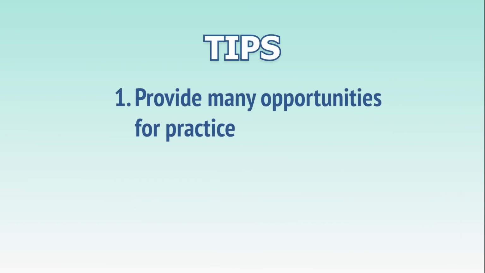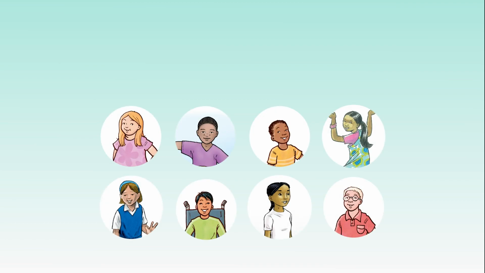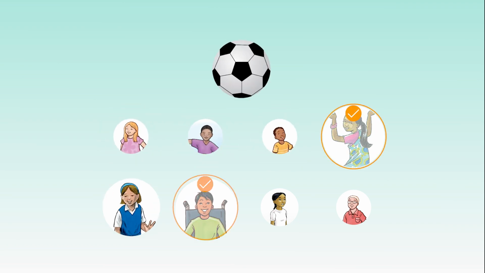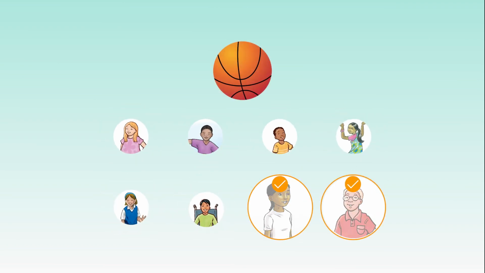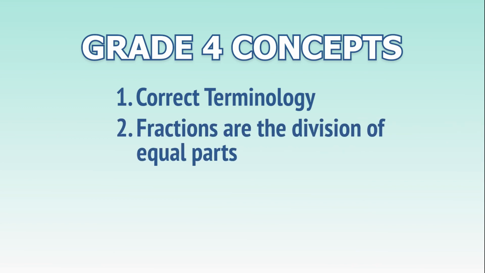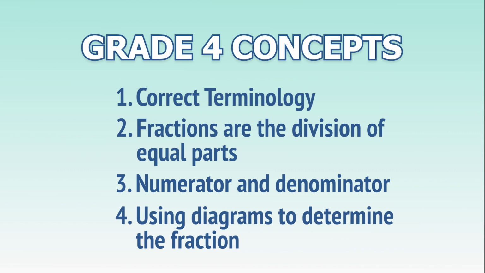Make sure learners have many opportunities to practice naming and writing the fraction when sharing a group of items. Another example you could use to involve your learners is to choose 8 learners and ask them what their favorite sport is. According to their responses, the rest of the class must write down the fraction of learners that select each sport. It is important that learners are familiar with the correct terminology. Emphasize that fractions look at the division of equal parts. Learners must practice and understand the difference between the numerator and denominator, and how to use diagrams to determine the fraction.